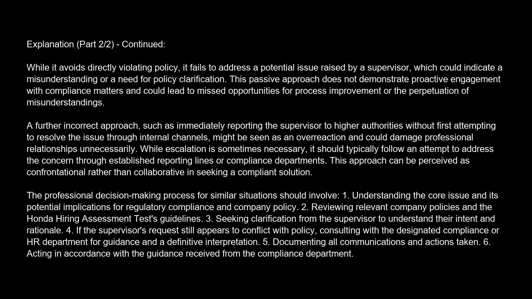The professional decision-making process for similar situations should involve: 1. Understanding the core issue and its potential implications for regulatory compliance and company policy. 2. Reviewing relevant company policies and the Honda Hiring Assessment Test's guidelines. 3. Seeking clarification from the supervisor to understand their intent and rationale. 4. If the supervisor's request still appears to conflict with policy, consulting with the designated compliance or HR department for guidance and a definitive interpretation. 5. Documenting all communications and actions taken. 6. Acting in accordance with the guidance received from the compliance department.